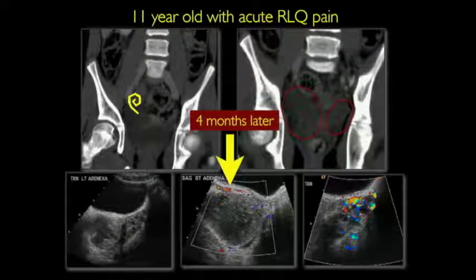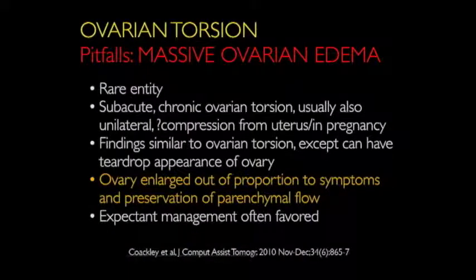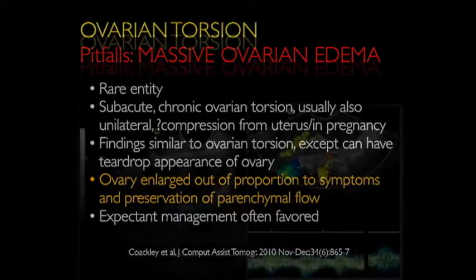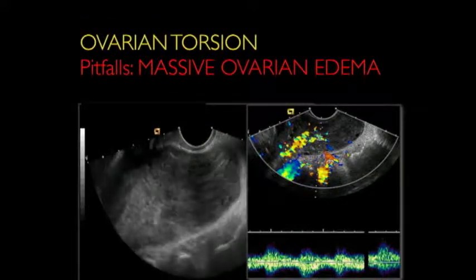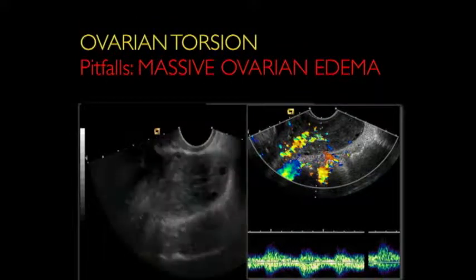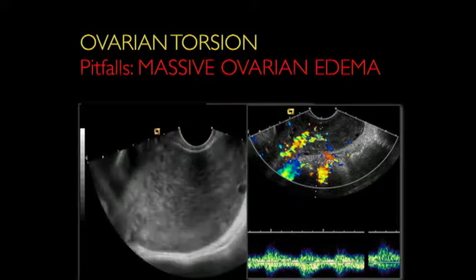So now we are looking for pitfall cases or very unusual cases. So this is massive ovarian edema. It's a rare entity, but it's important to keep this in the back of your mind. If ovaries enlarge out of proportion to symptoms and there is preservation of parenchymal flow, those patients don't really have pain. So the ultrasound findings and MR imaging findings can be very similar to ovarian torsion.